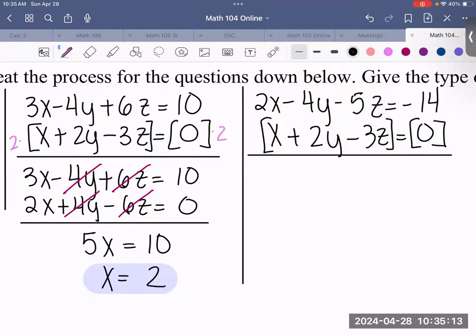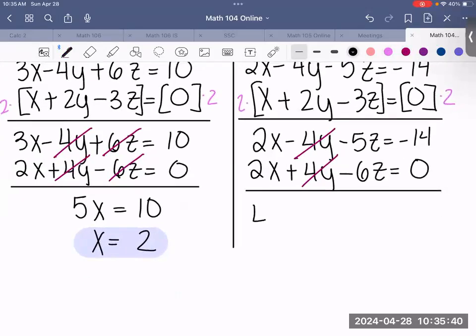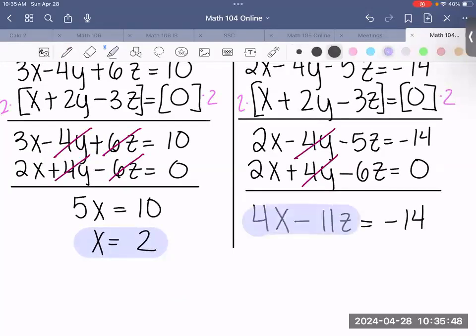All right, let's multiply both sides by a 2. Get 2x plus 4y minus 6z. All right, so your y's cancel again, and unfortunately, your z's do not cancel. That is okay. So you have 4x minus 11z is equal to negative 14. Now that does look like one of our saved equations, and now we're going to bring them together.